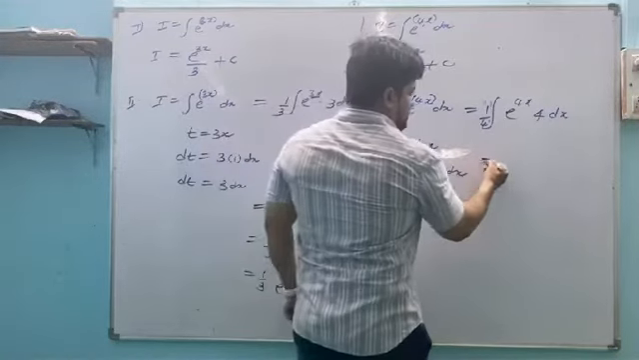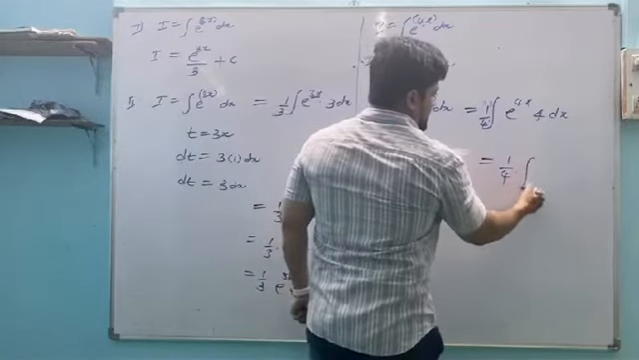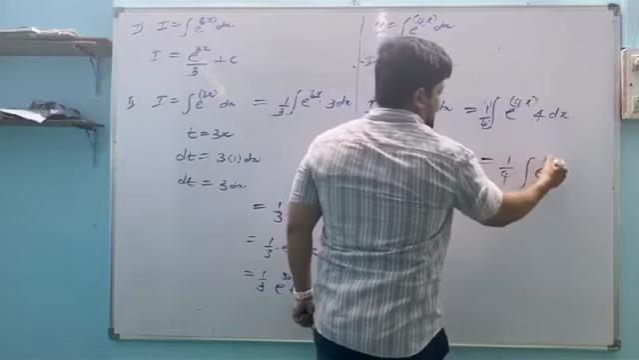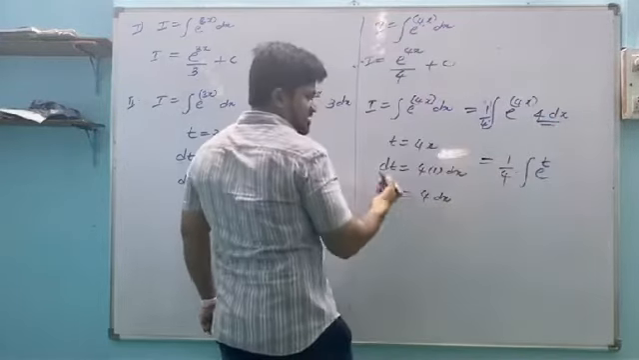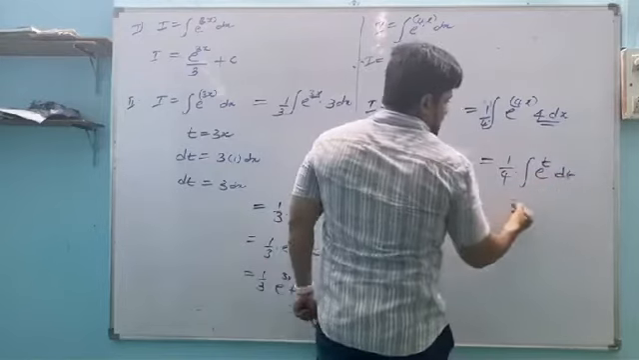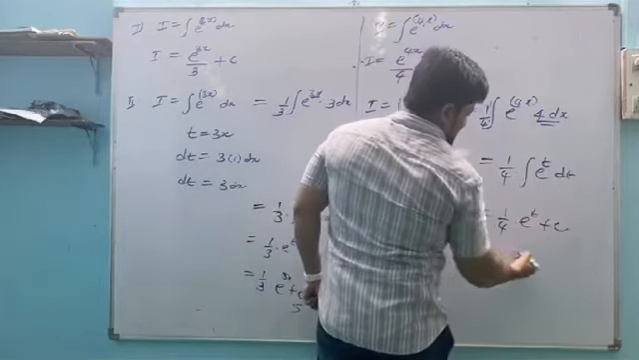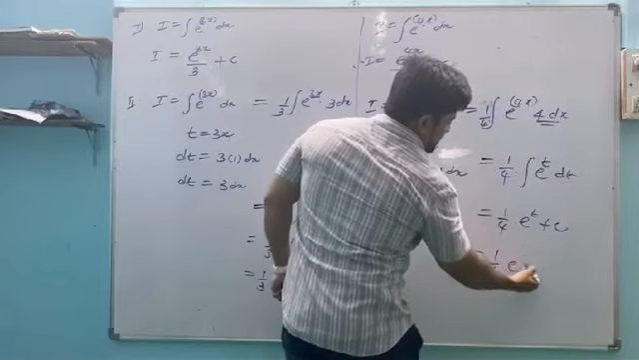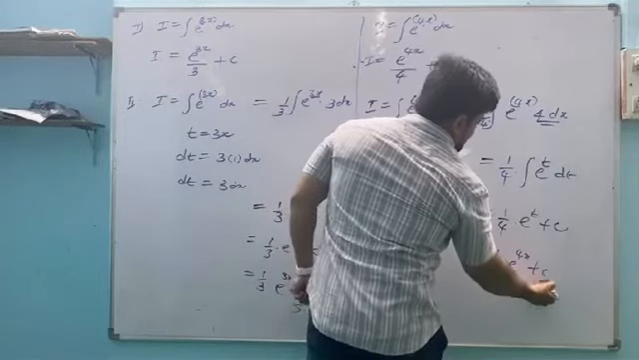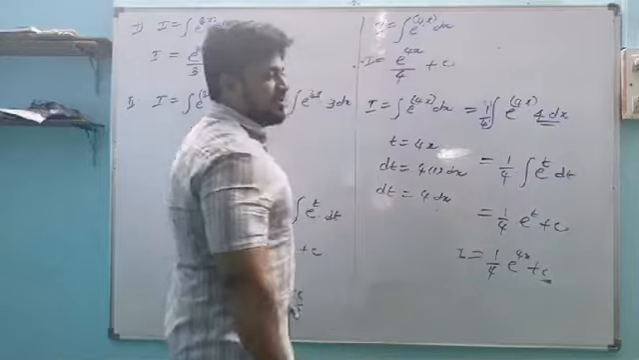Then this becomes 1 by 4 integral of e power t, where 4x is t. 4 dx is how much? dt. Now the integral of e power t dt is e power t plus c. Then resubstitute that value: e power t is e power 4x, plus c.